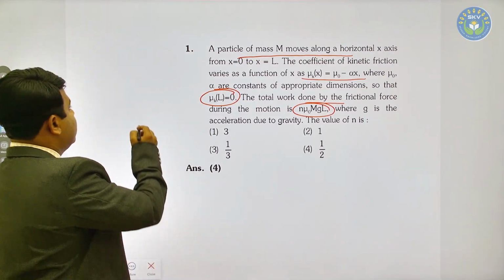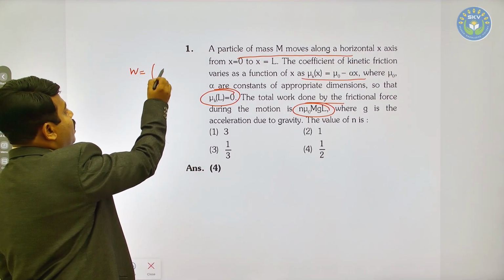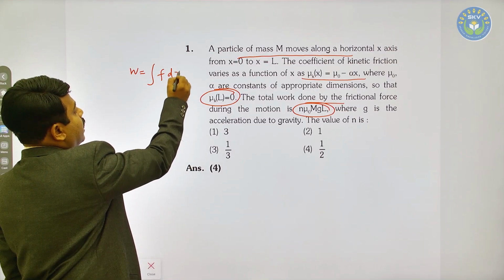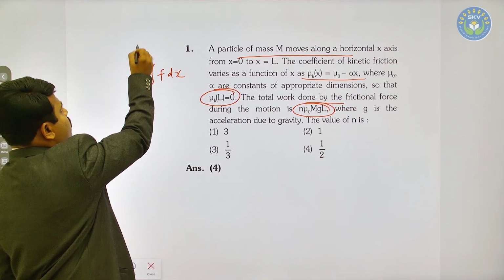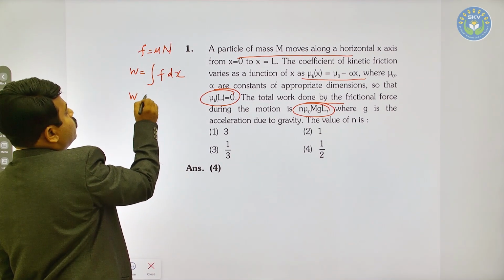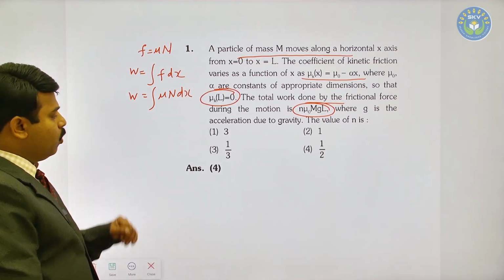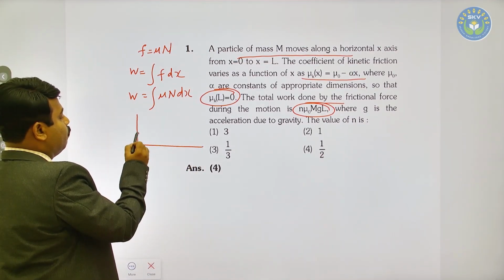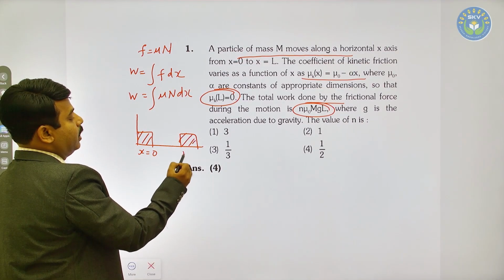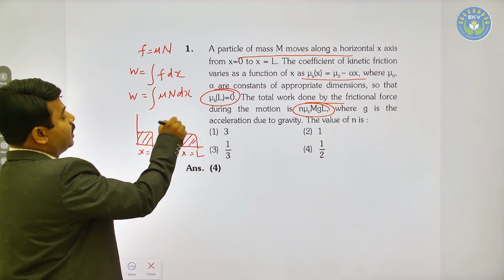See, what is the work done in the general case? Work done is equal to the work done by the frictional force. Say the frictional force is f dx. Then the frictional force, as you know, is mu N, so W is equal to the integral of mu N dx. Now what is the normal reaction? The situation is like this: one block moves from x equal to 0 to x equal to L. So here mu k at L is equal to 0, given.